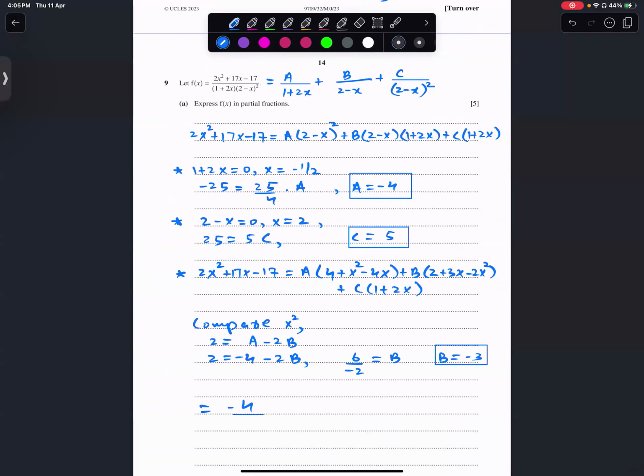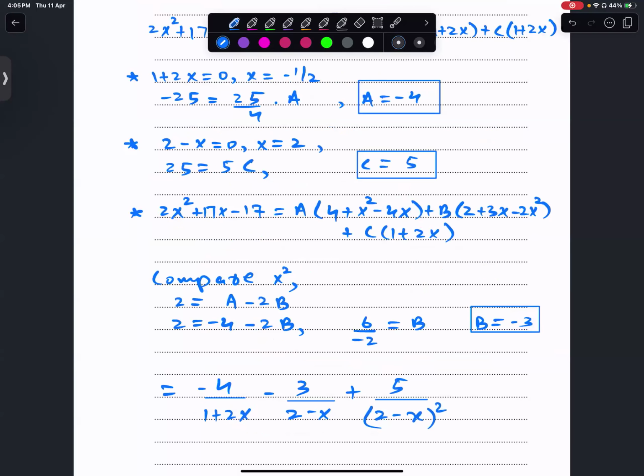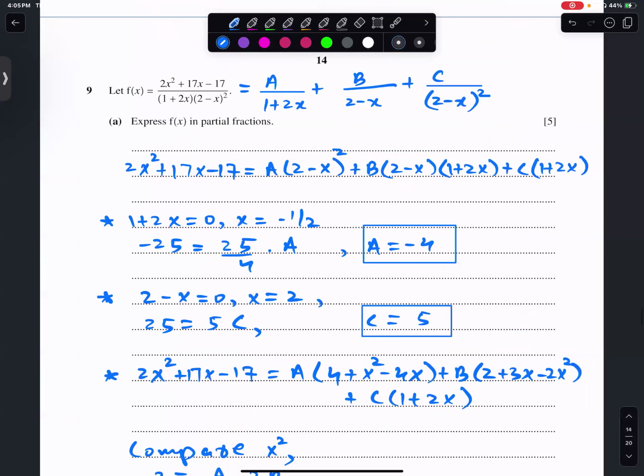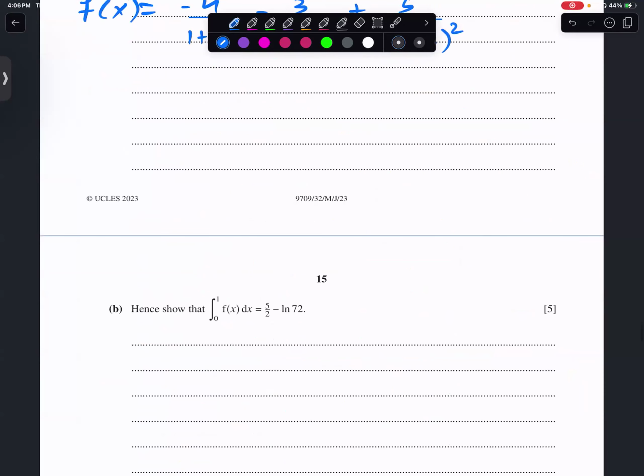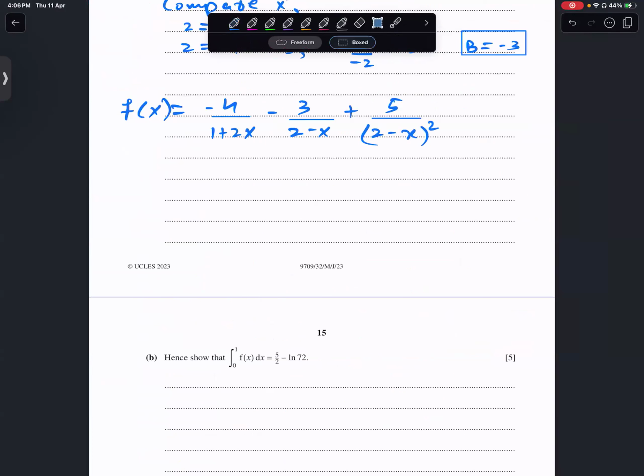Minus 4 over 1 plus 2x, plus b over 2 minus x, plus c over 2 minus x squared. This was my f of x after using the values. Now we have to hence show that the integral of the above function is this. Now you will have to integrate this thing, students.